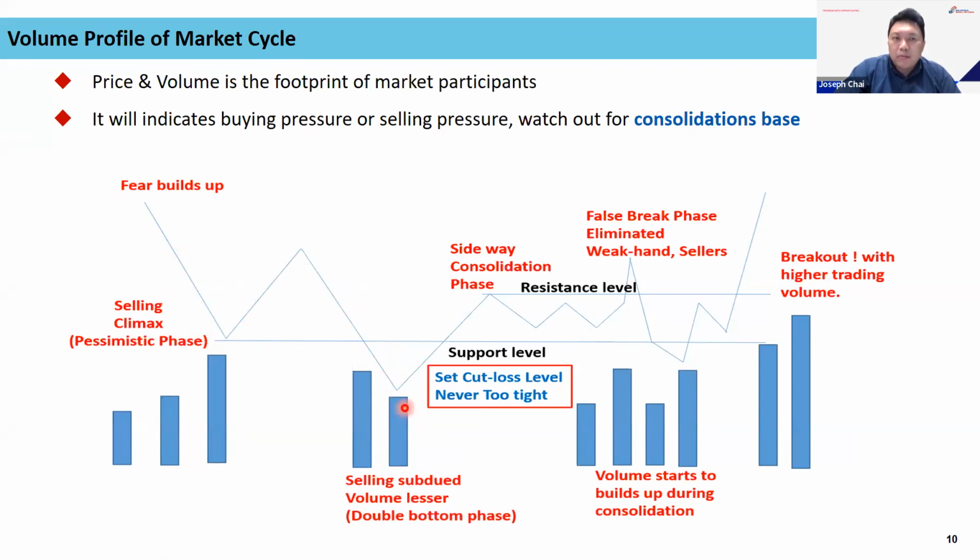Now, usually a good double bottom, the right bottom should see a lower volume, right? So on the first bottom, usually the volume is very high. That's where the selling climax will happen. Now, over there, the market starts to rebound again, and then they'll do a sideway.